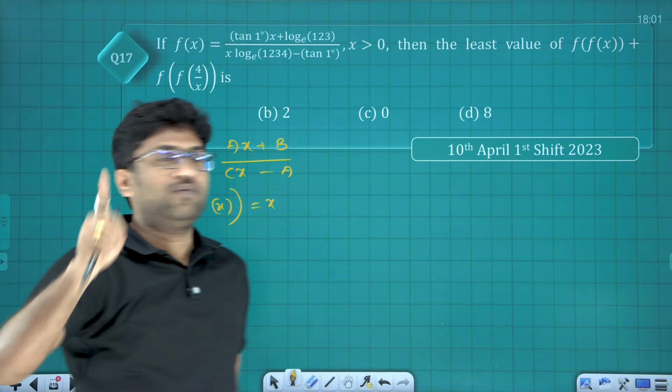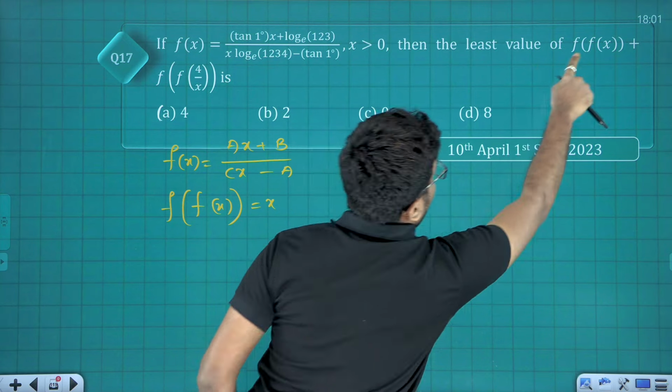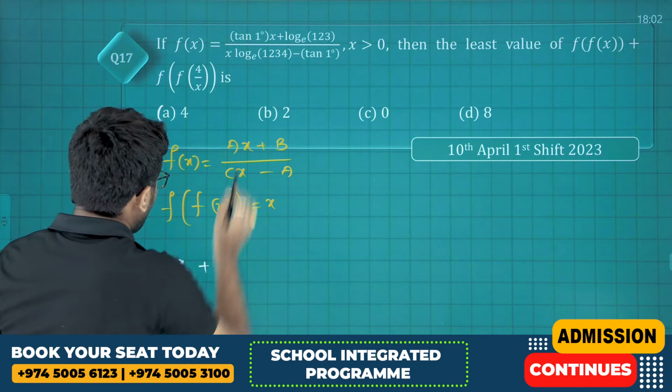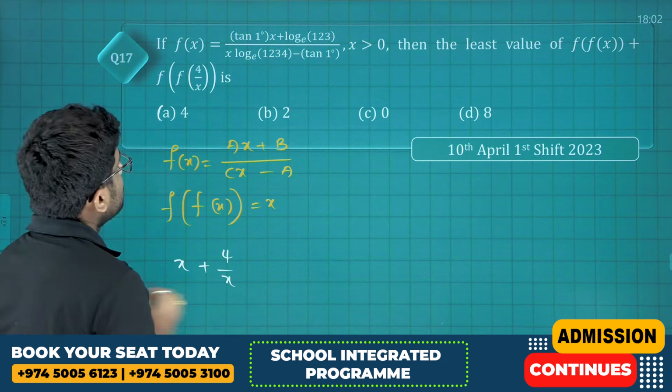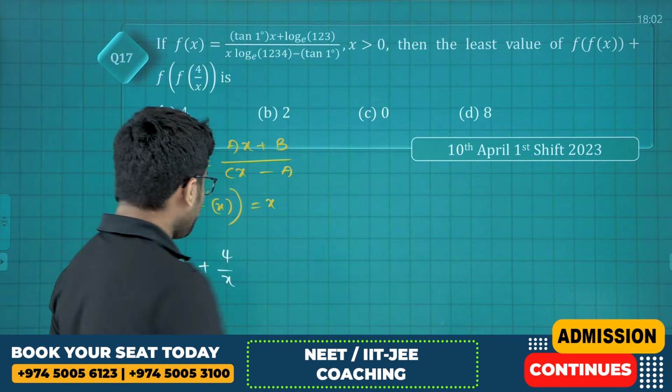That's it. f(x) will be equal to x. Okay, now what is f(x)? It is equal to x plus 4 by x. They are asking for the least value of this, by using AM and GM.